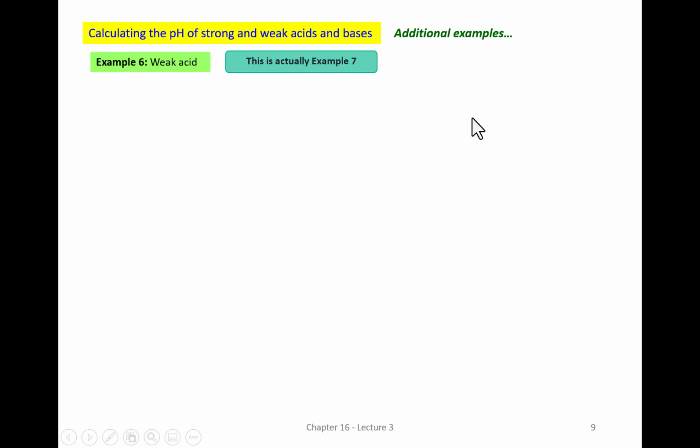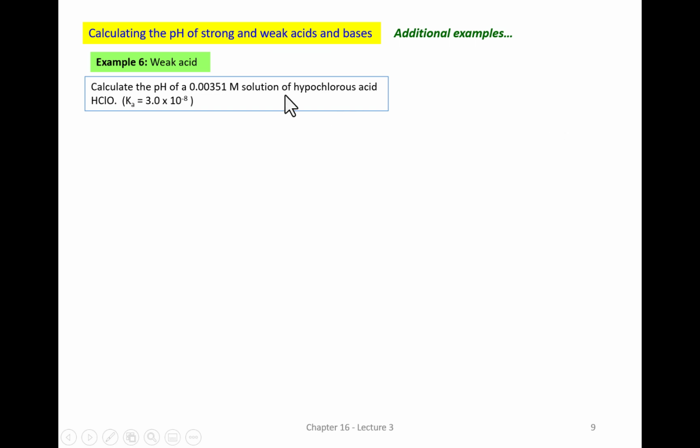Let's do another example of a weak acid calculation, and we want to once again look at hypochlorous acid, only you should notice that there is something different about this example, and that is that the starting concentration is now 10 times smaller than the starting concentrations we used in the other examples. Let's see what we get for a pH of this solution.